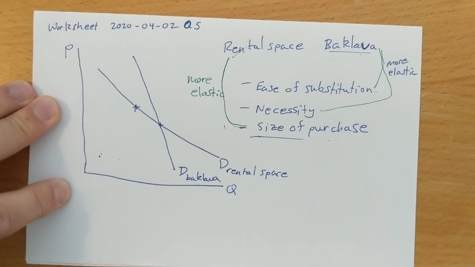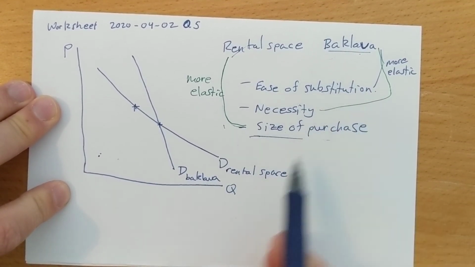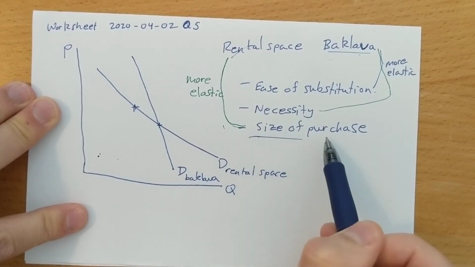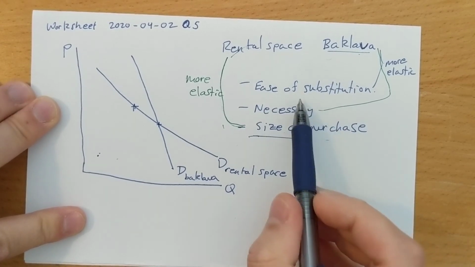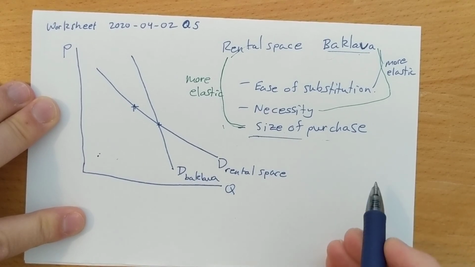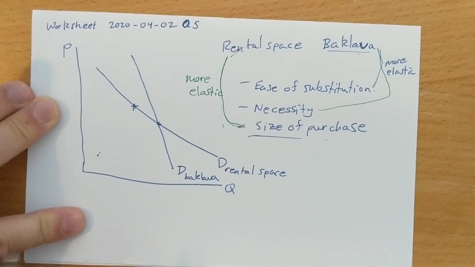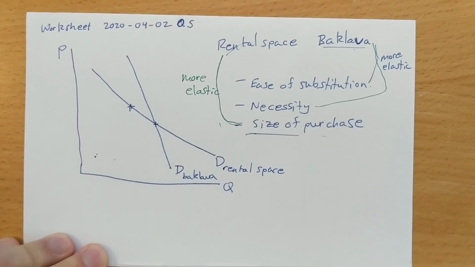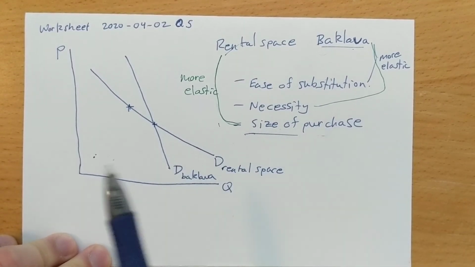That's if this effect is more important than this effect. But if this effect, the ease of substitution, is more important than the size of the purchase effect, in other words, economists would say if the substitution effect is more important than the income effect in this case, then these would be switched. And that answers the question. Now, on an exam, of course, you don't have to actually say which one it is. You can just say, well, if this is more important, then this will happen, just like I did.